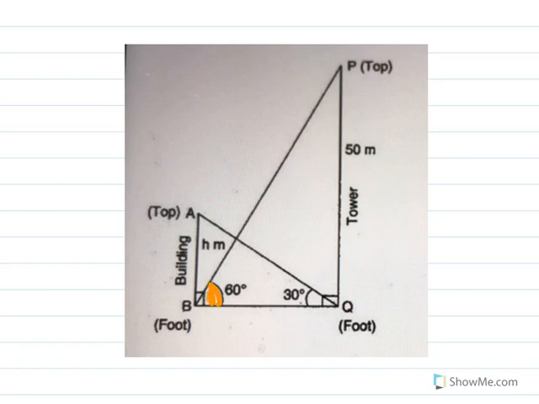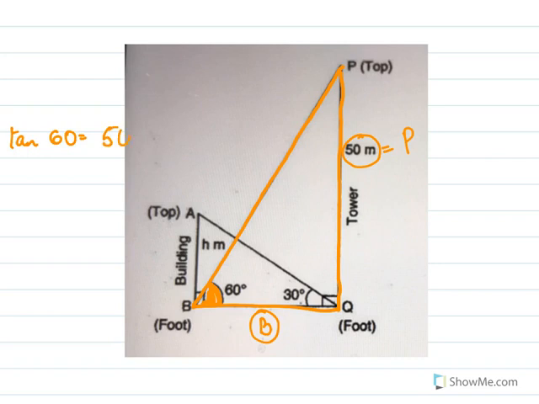Let's go over the sum again. So first we started with 60. We started with this triangle. Why did we start with this triangle? Because this side was given to us, a perpendicular was given to us. With the help of tan, the perpendicular was given to us, we found the base. So we did tan 60, the perpendicular 50 over the base. Base was BQ. We cross multiplied and we found our BQ is 50 over root 3.